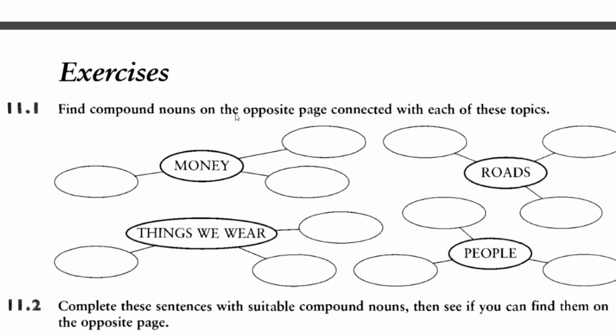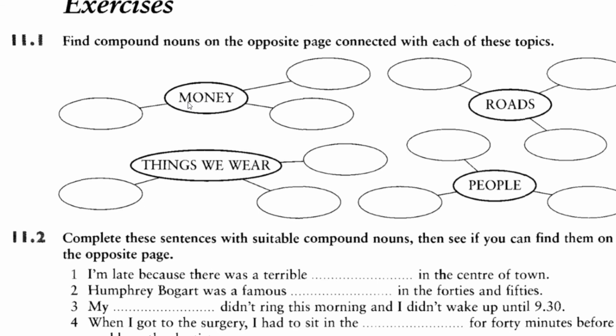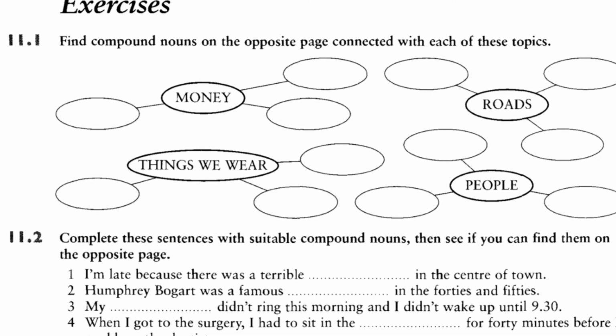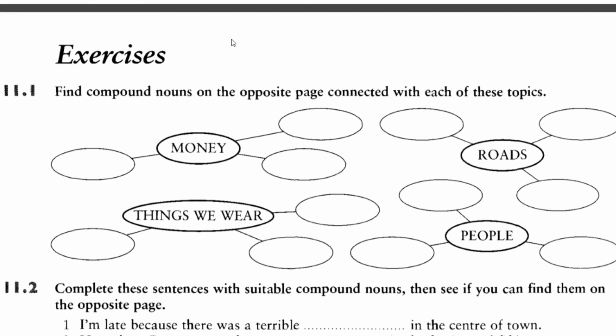Exercise number 1, 11.1, find compound nouns on the opposite page connected with each of these topics. Here we are going to find a compound noun on the opposite page which is connected to this word, money. Money, we can say checkbook. This is connected to money. Box office, credit card, cash card. We have cash card, we have a credit card. There is a difference actually between a credit card and cash card. A credit card is that piece of plastic which we use to buy goods and services. So it can be used instead of money.